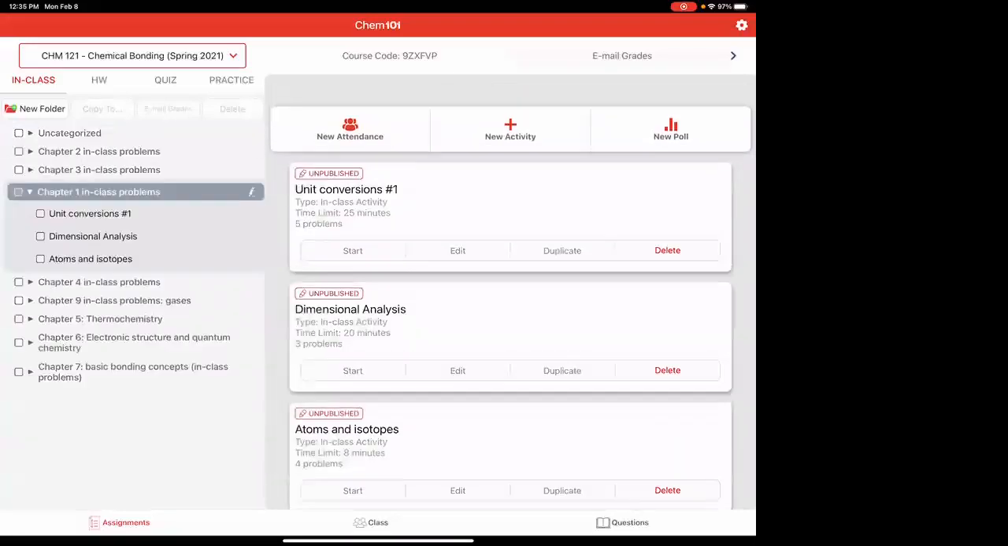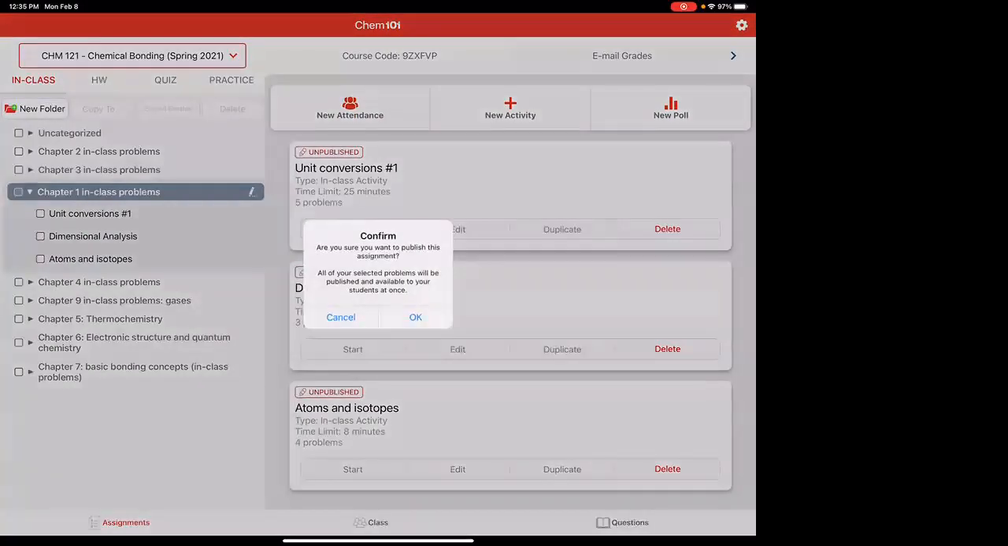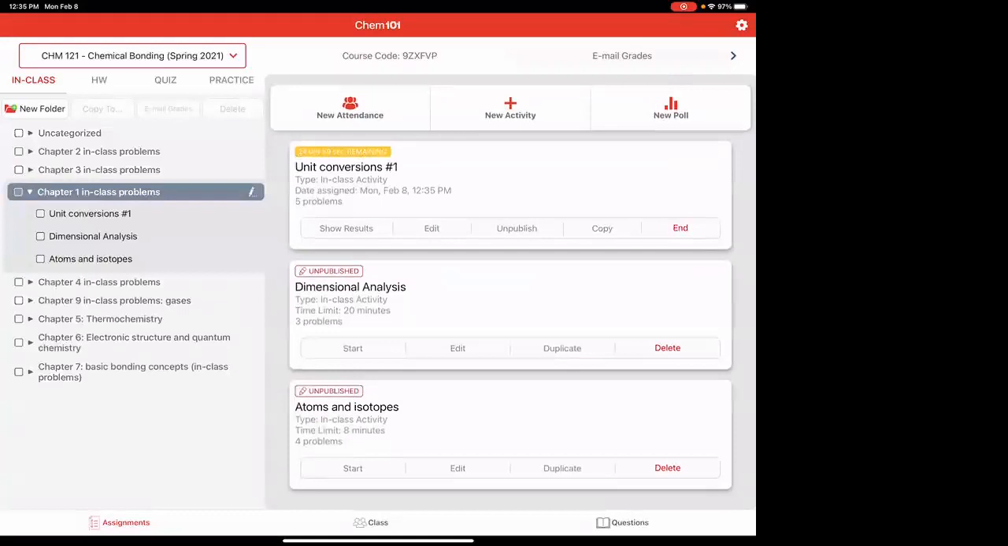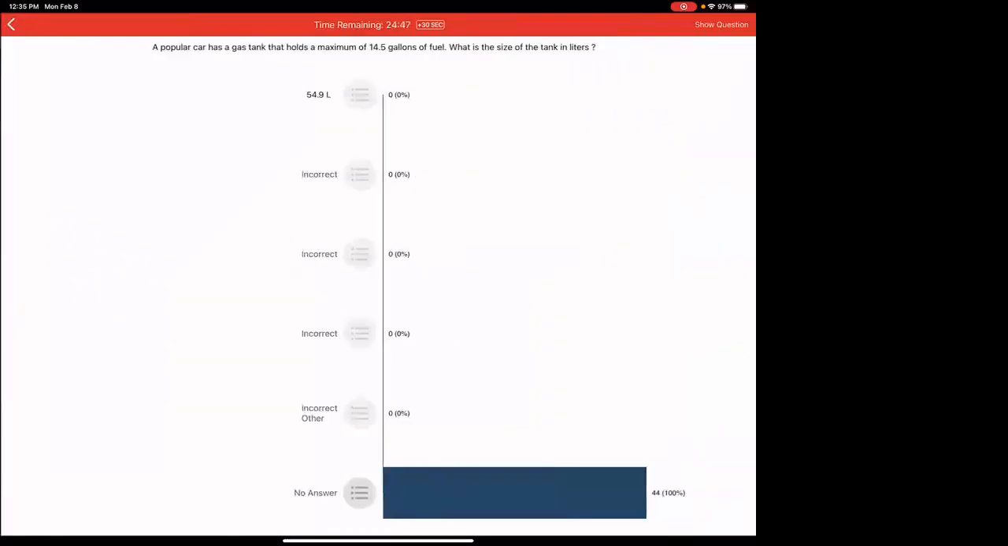And we're going to go over here to my in-class problem. So we're going to look at unit conversions number 1 here. So I'm just going to start it. Okay, and it should just go over there. And I think I can just click on it here. And here's what the problems look like. Now, some of these problems, we'll just look at one of these here, this very first one. All right. And I think what I want to do is show the question here.